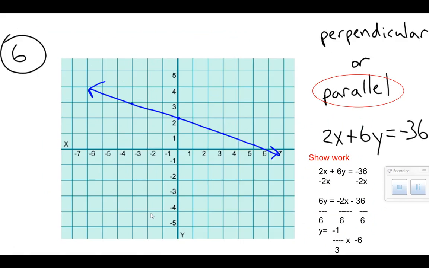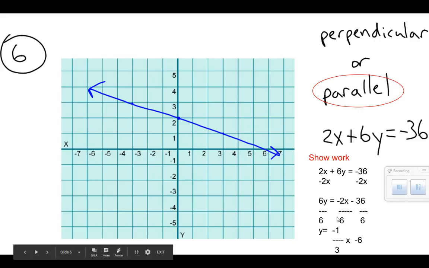All right, sixth problem, a little bit harder. This one asks if it's perpendicular or parallel, but you can't tell by looking at it. You have to solve this for y first. So you can see their work. Minus 2x, minus 2x. Good job, math students. Those go away. Bring down the 6y. Negative 2x minus 36. Divide everything by 6. That gives me y equals negative 1/3 x minus 6.